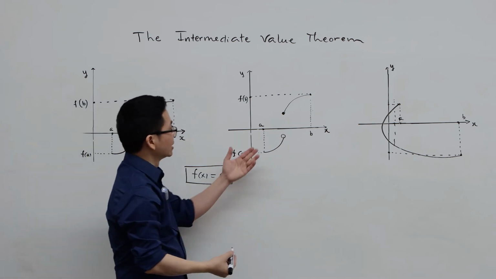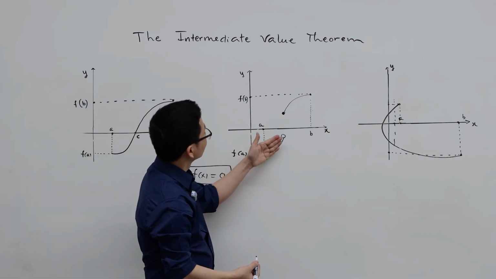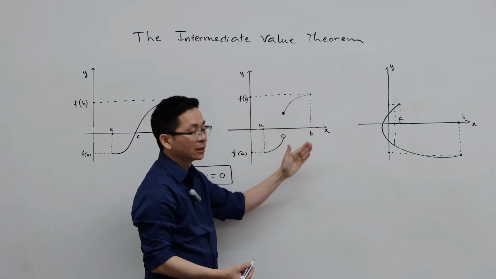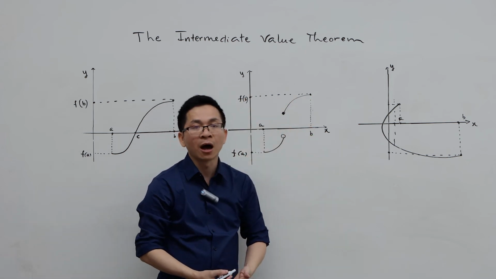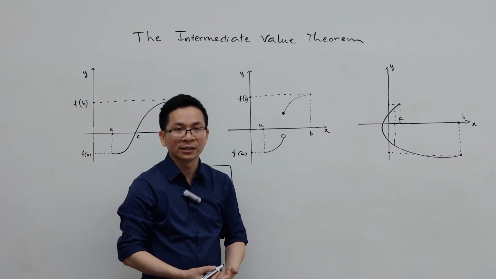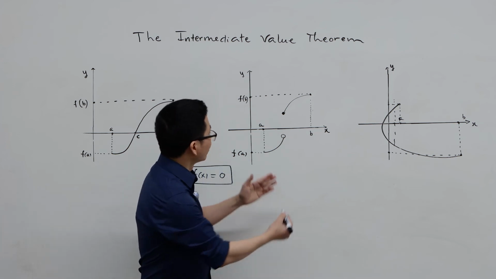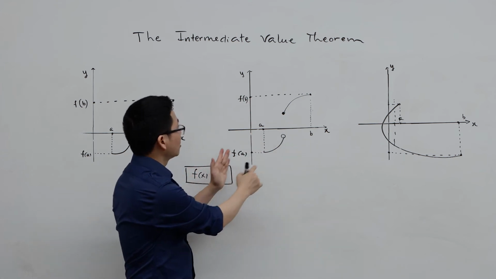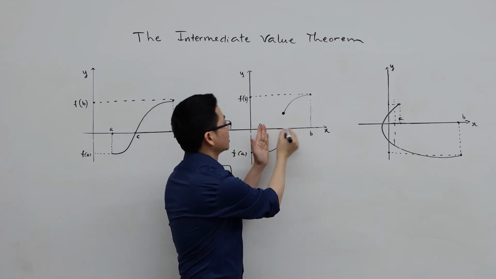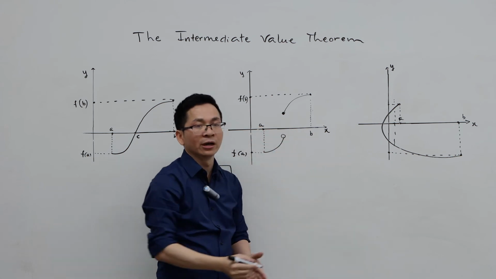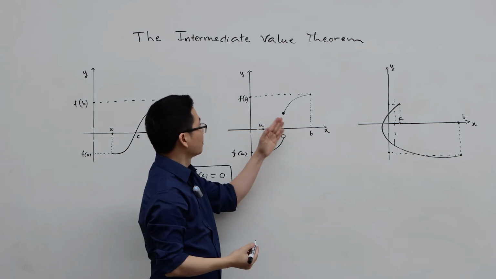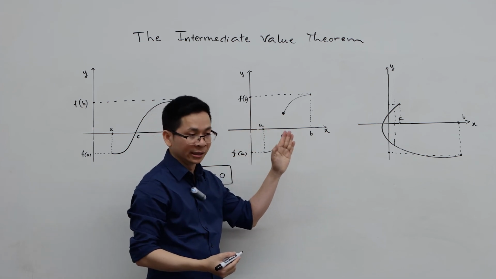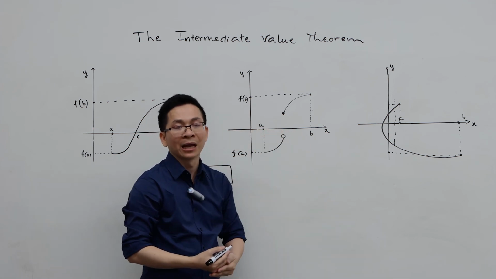In the second figure here, this is also a graph of a function on the interval ab. However, this function is not continuous on this interval. And from here, you can see that the equation f of x equals 0 doesn't have any solution on the interval ab. The reason is that this function is not continuous on the interval ab, so you cannot apply the intermediate value theorem.